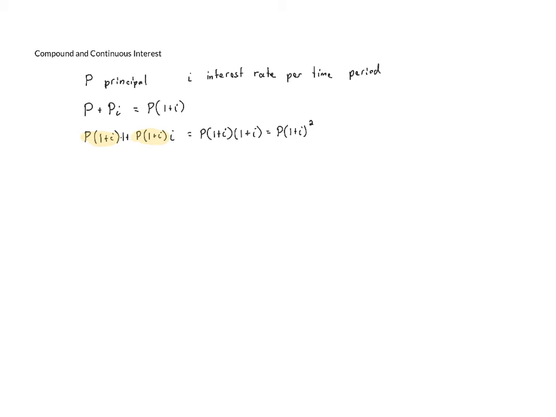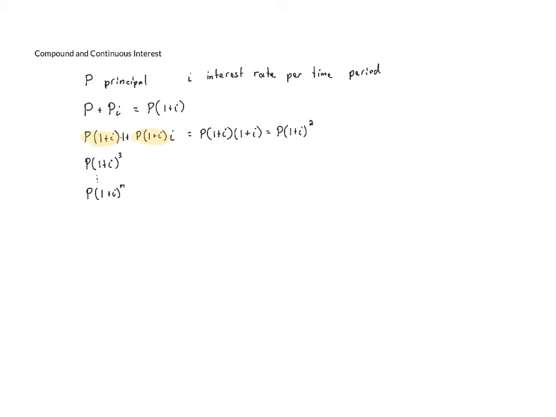So if we were to leave it in for 3 compounding periods, we'd have P times 1 plus I cubed. And if we left it in for n compounding periods, we'd have P times 1 plus I to the nth power. And this is more or less the relationship that we have when we're dealing with compound interest.